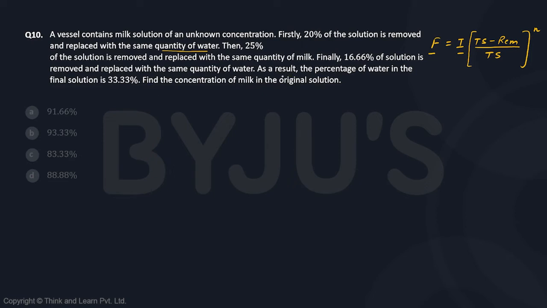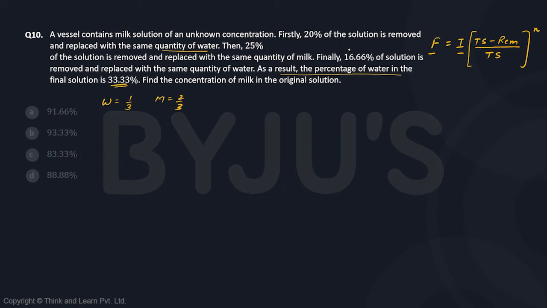The question says that as a result, the percentage of water in the final solution is 33.33. It will be better if you use percentage equivalents of fractions, so just convert these percentages into their fractional equivalents. The final concentration of water is 33.33 percent, that is 1/3. So milk here will be equal to 2/3. At every step, I'll be keeping track of the fraction of water and the fraction of milk which is left.